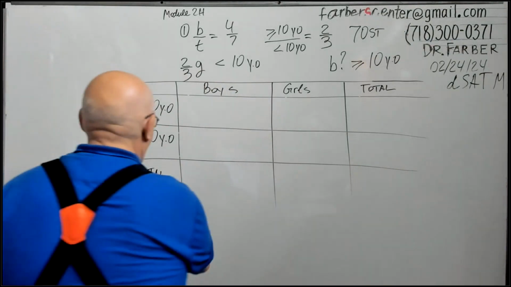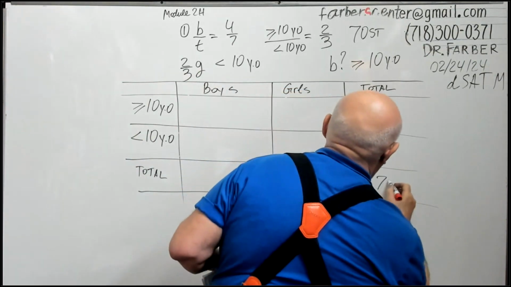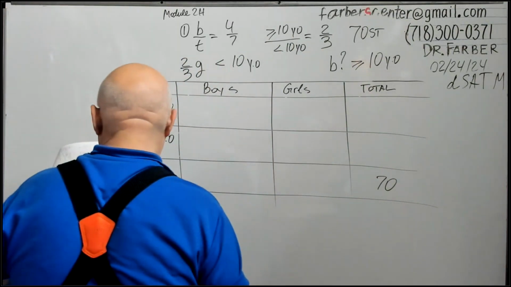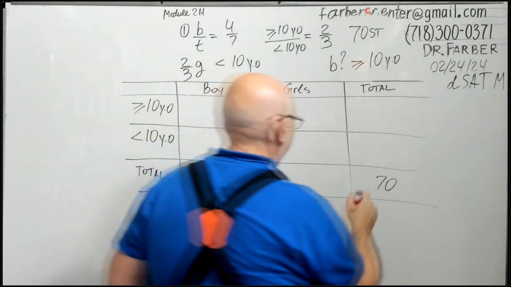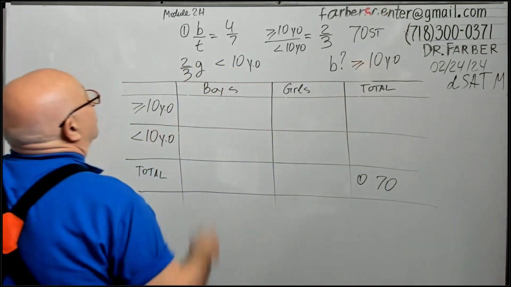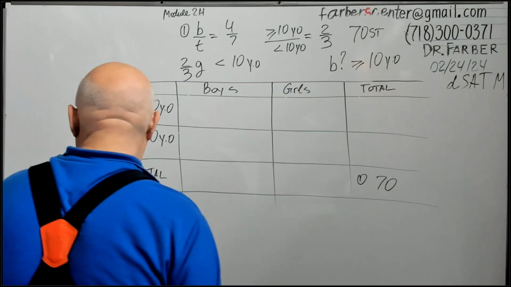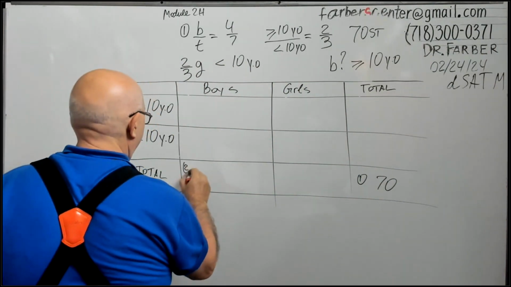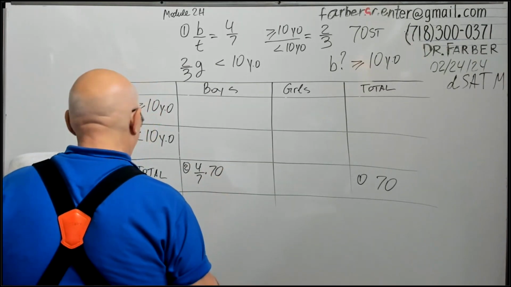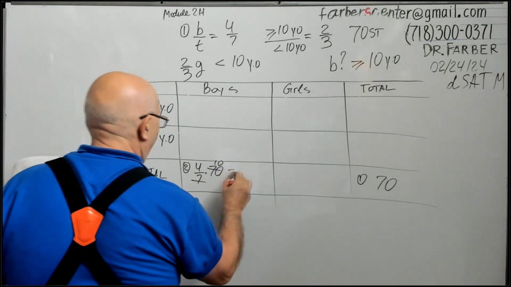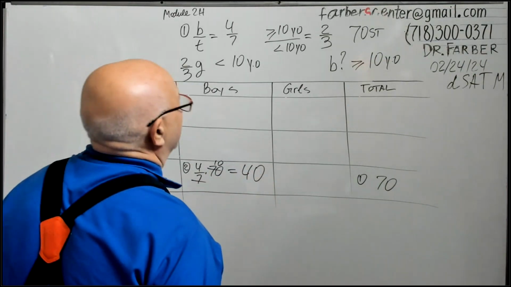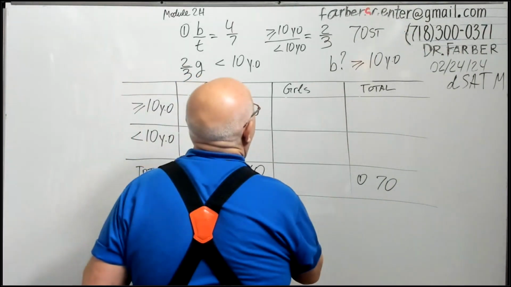So total of total, we have 70 students. Put it over there. Why is this given? 70 students. This is step number 1. 4/7 boys. This is step number 2. 4/7 times 70 is 40 students, boys. How many girls do we have? Since 40 boys, right?